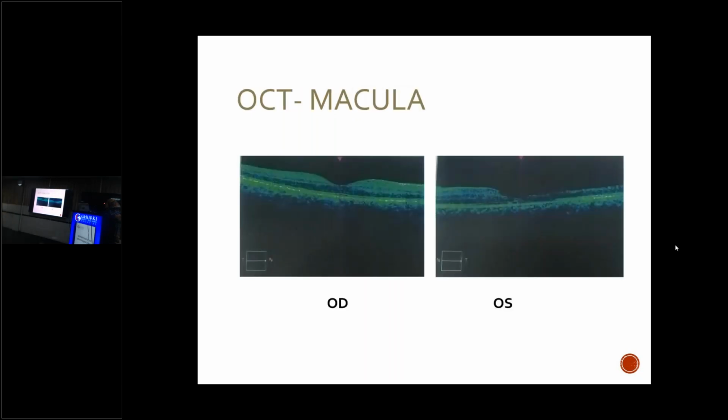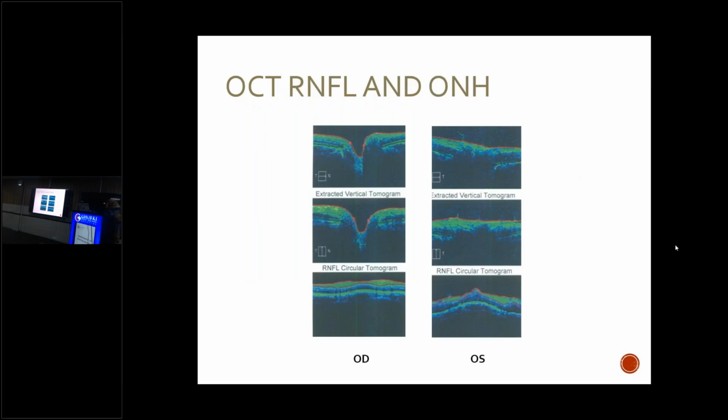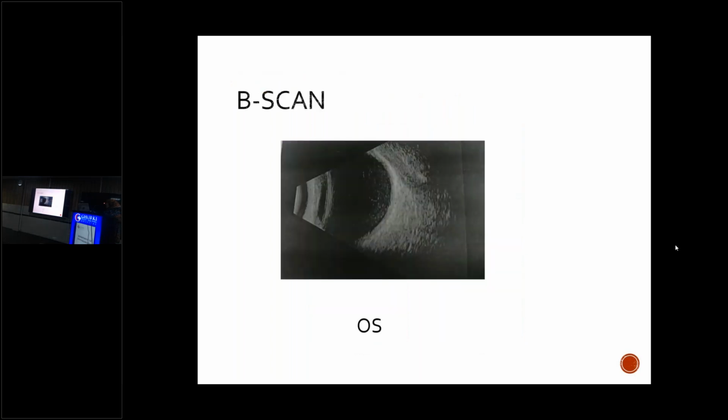This is the optical coherence tomography of the macula. As you can see in the right macular cube, all the layers of the retina are fine, but on the left side there is thinning of the retinal layers, especially temporal to the fovea. Optical coherence tomography of the retinal nerve fiber layer and optic nerve head was normal in both eyes. This is the B-scan ultrasonogram of the left eye of our patient, which shows the cells in the vitreous. They are more predominantly in the posterior segment.